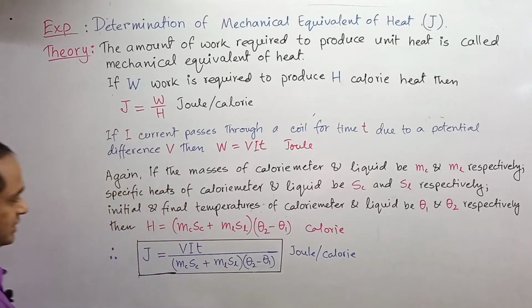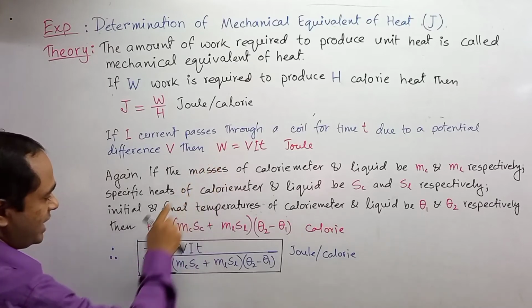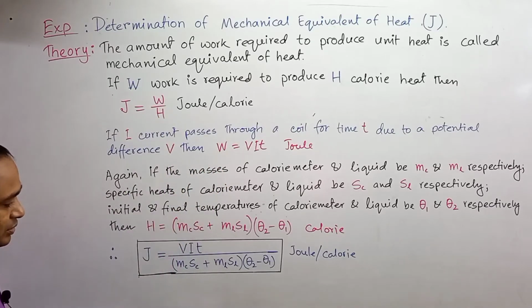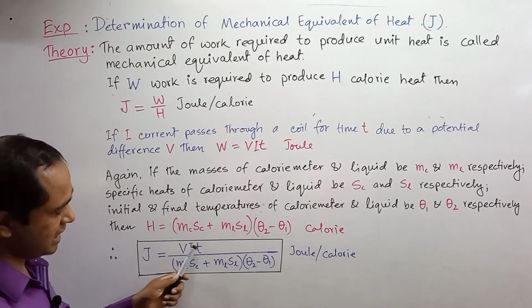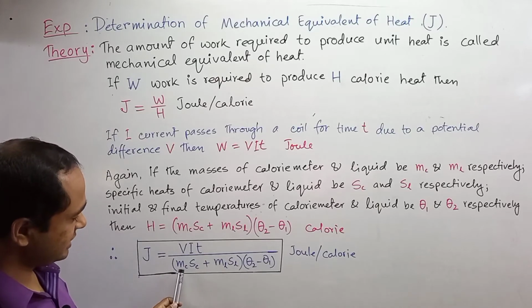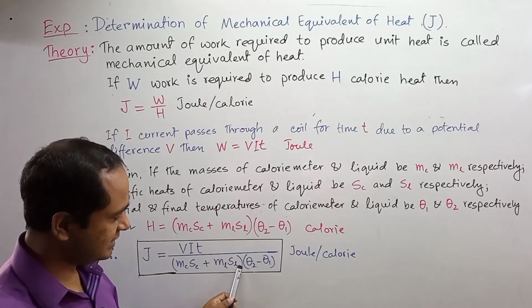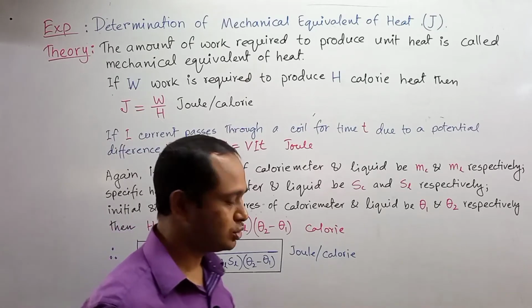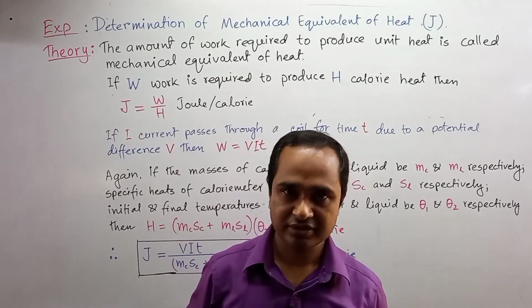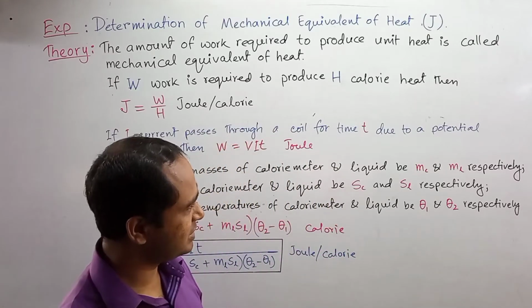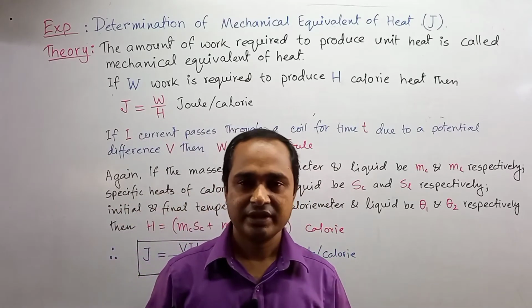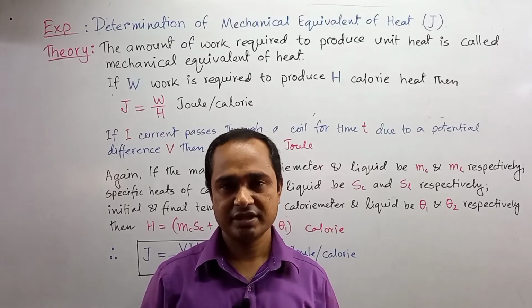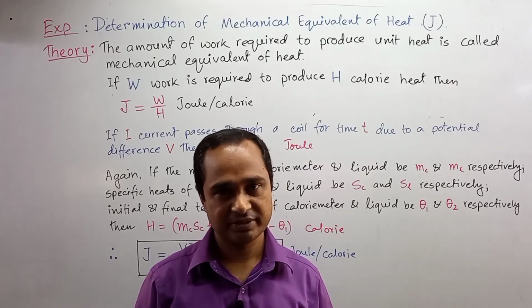So dear student, using the values of W and H in this expression, we can get J is equal to VIt divided by (mc sc plus ml sl) into (theta 2 minus theta 1), and the unit will be joule per calorie. Dear student, this is all about the theory of this experiment. Now we are going to see the required apparatus and the circuit diagram for the experiment.